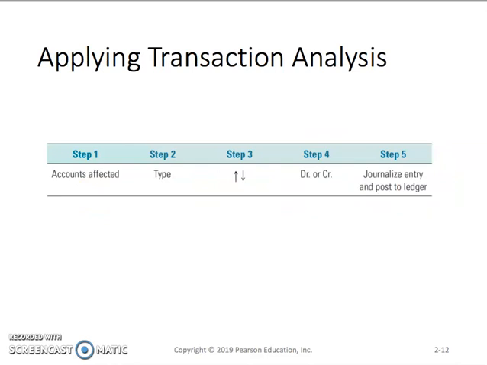So here's another look at it. Step 1, what are the accounts affected? You have to identify: it's cash, it's supplies, it's common stock, whatever it is. Then step 2, what type of account is it? Is it an asset? Is it a liability? And then step 3, is it increasing or decreasing for each of those accounts that are affected? And then step 4, you've got to figure out the debit or the credit, and then journalize it and post it to the general ledger. Okay, so again, just a side note to keep track of everything, we're always going to start off with our debit.